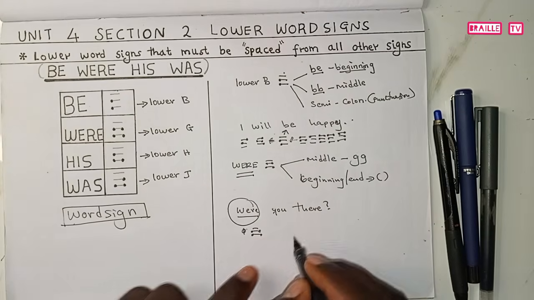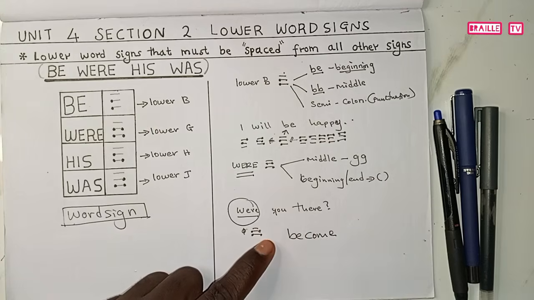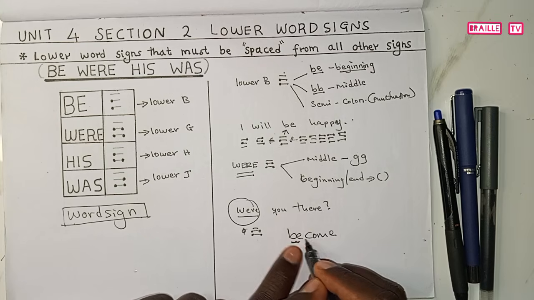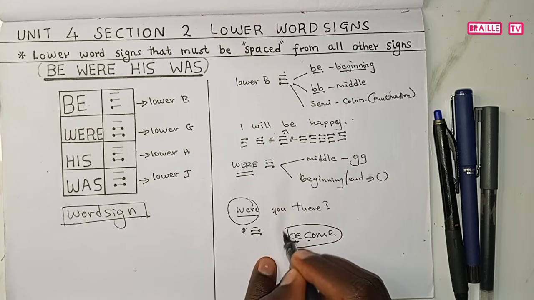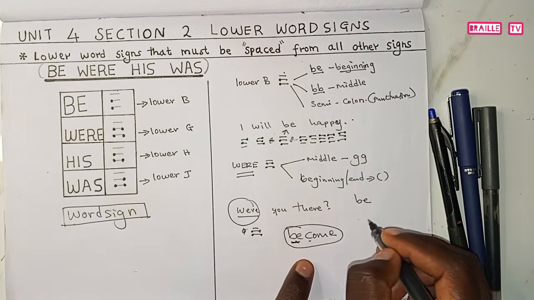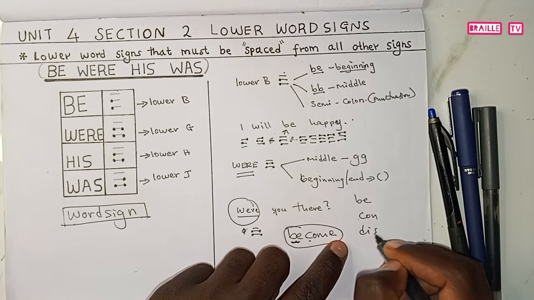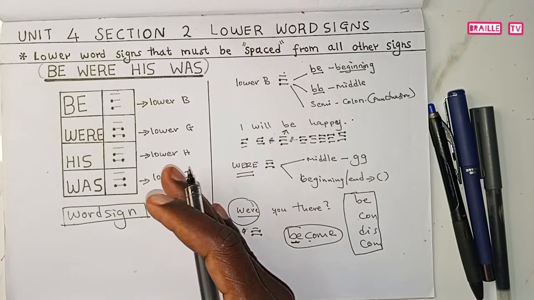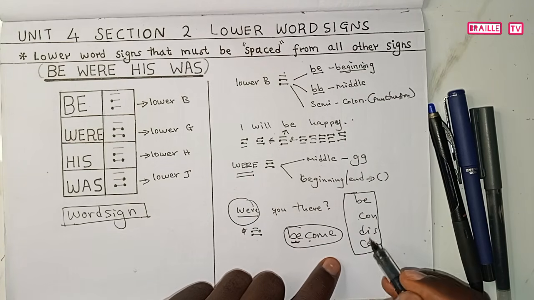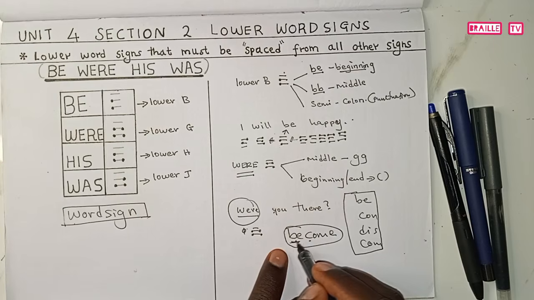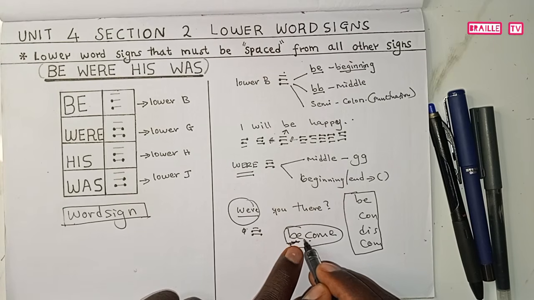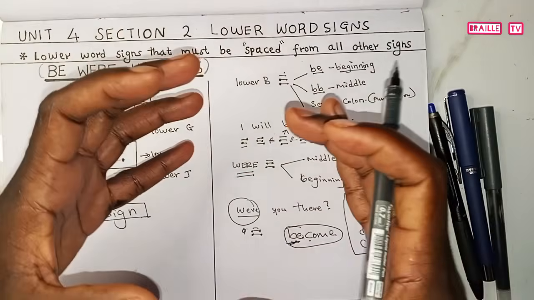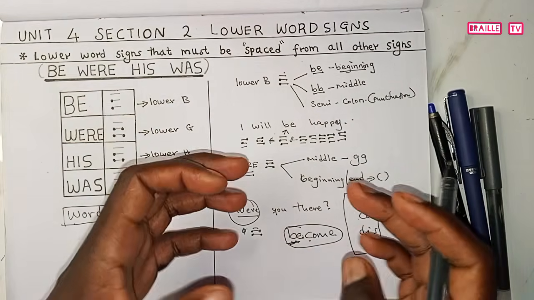For example, the word become. We used be as a group sign because you add these letters to form the word become. Remember we looked at be, con, dis, com, and we said these are lower group signs that must be written at the beginning of a word. So here you use be as a group sign because you have added letters. Group means bringing two or more things together to form something.